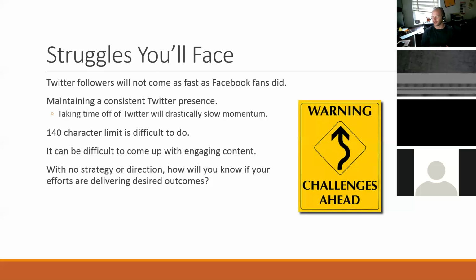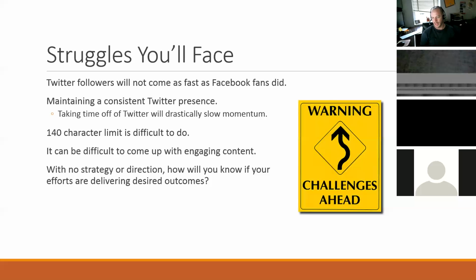It can be difficult to try to come up with engaging content, especially at first. You want to do something that's going to prompt people to reply or to engage with you, and that can be a challenge at first. It does get easier. You start to kind of get in the zone of Twitter, if you will, and what's going on.